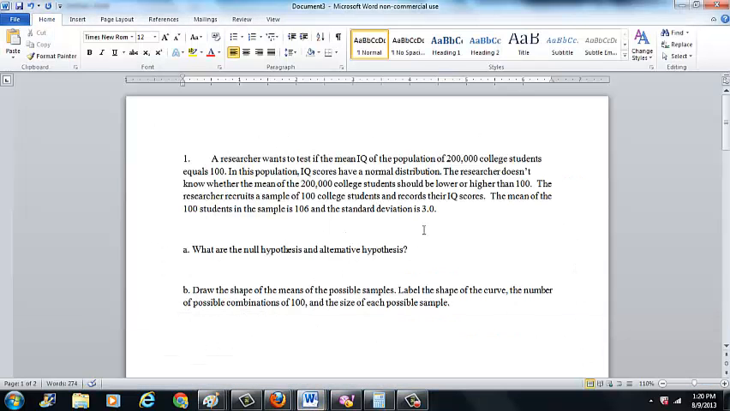I have another version of this question. This one says, a researcher wants to test if the mean IQ of the population of 200,000 students is 100. Once again, the IQ scores have a normal distribution. That's important for one part of the question. The researcher doesn't know if the population mean should be lower or higher than 100. Before the data was collected, the researcher didn't have a reason or a theory to predict whether it should be lower or higher than 100.